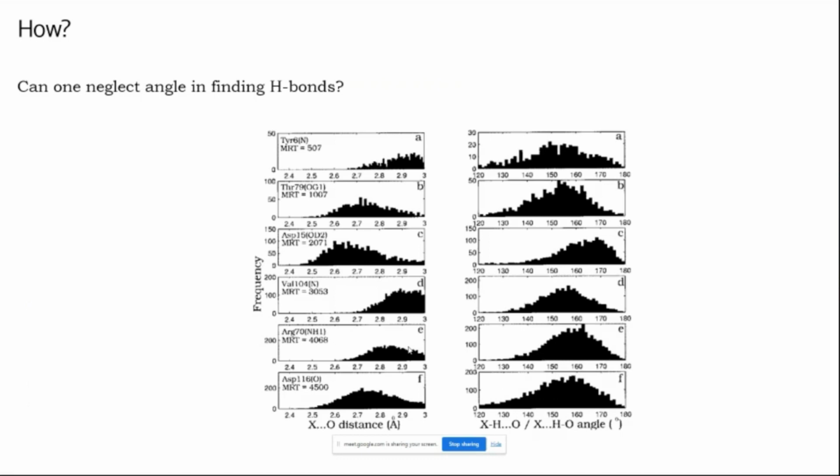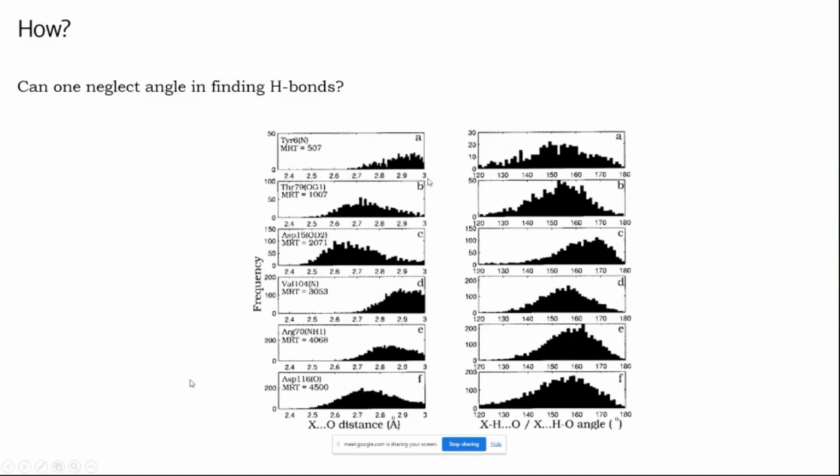The question is, for those of you who come from biology or chemistry, or who have not forgotten their physics: a hydrogen bond is defined based on distance as well as angle, right? Between three atoms, the center, the second one, being hydrogen. So can we really neglect the angle part? Because that is not something we are looking at.